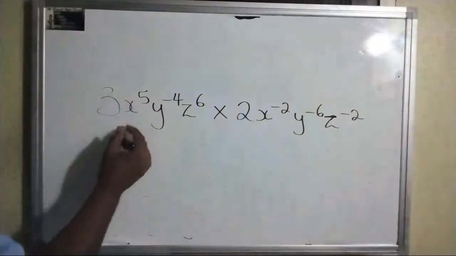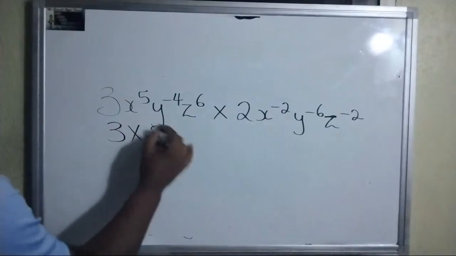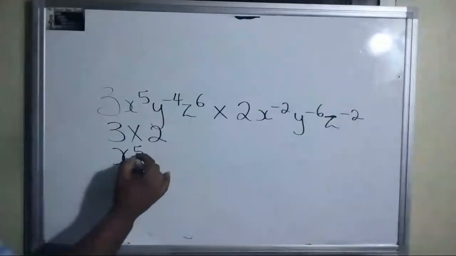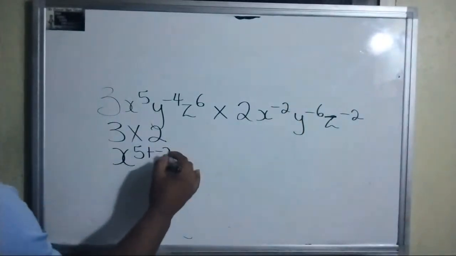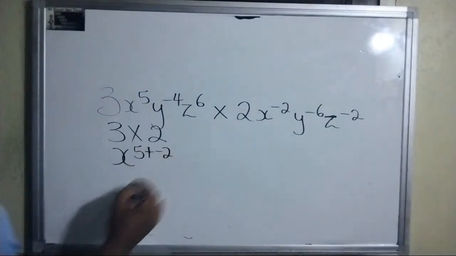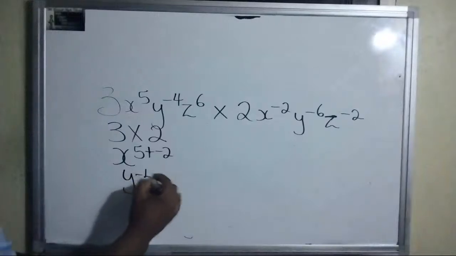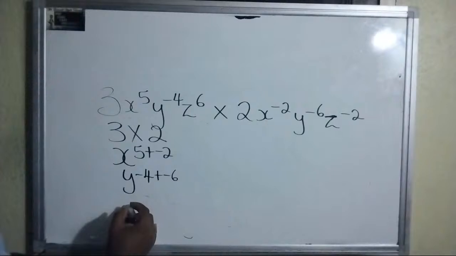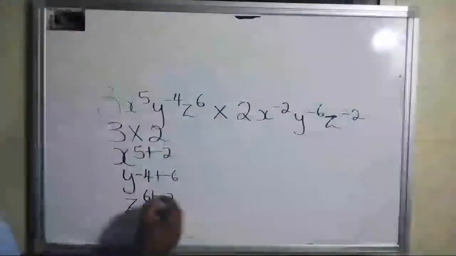So, we see some answers coming. So, we said 3 times 2, and then x to the 5th plus negative 2, because once the bases are the same, we add the powers, right? And we could go down to y. So, y to the minus 4 plus minus 6. Z to the 6th plus minus 2.